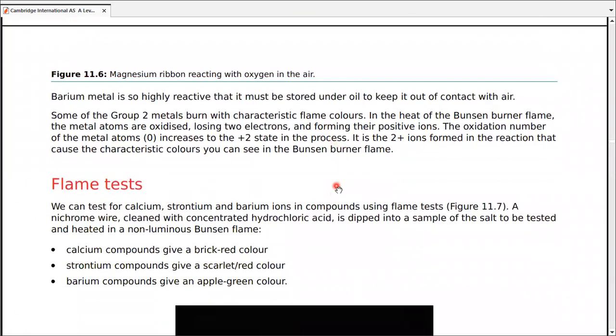Now, barium metal is so highly reactive that it must be stored under oil to keep it out of contact with air. This works just like the group 1 elements, alkali metals, because most of them are so reactive, they keep on reacting with oxygen in the air or water vapors in the air. So we store them under oil to keep them out of contact with air.